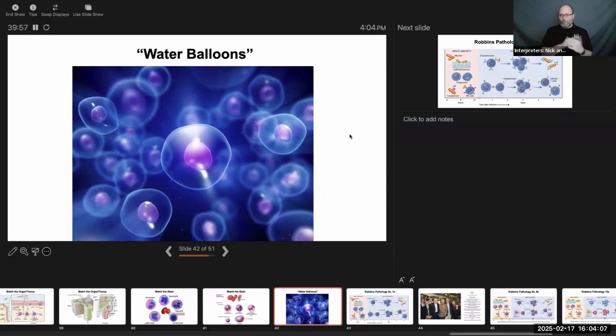Oftentimes the cells appear blue because we associate the color blue with water. You know, the ocean looks blue, and sometimes you look at ice and it has like a bluish tint to it. And so we associate the color blue with water. So you'll often see clear bags of blue water to represent cells. And I've been guilty of that myself too.